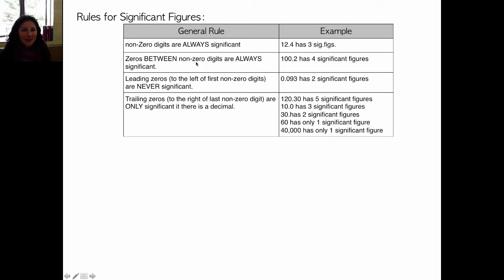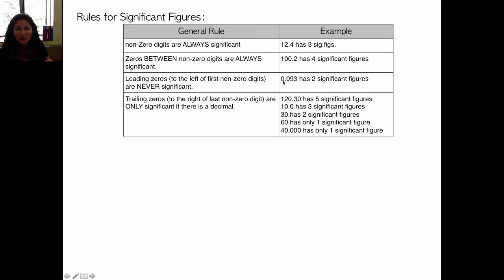Zeros are the things that sometimes count and sometimes don't count. And the next 3 rules here are going to be pertaining to the zeros. So zeros that are between other digits are always significant. So here's an example. These 2 zeros are between these 2 other digits. And since the 1 and the 2 are significant and the zeros are significant, then we have 4 significant figures in this 100.2.